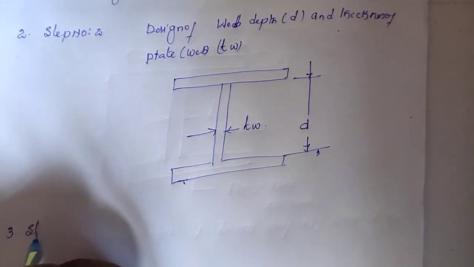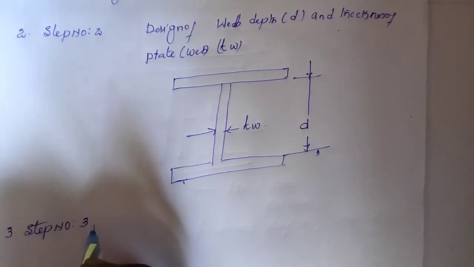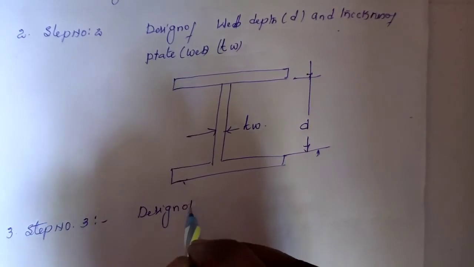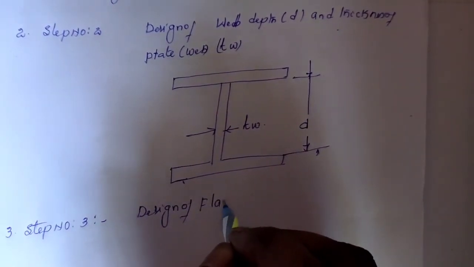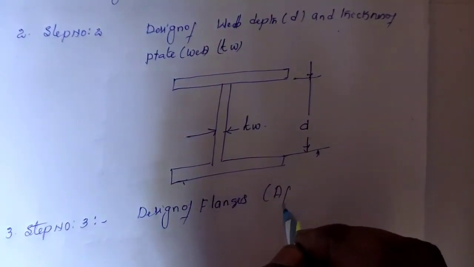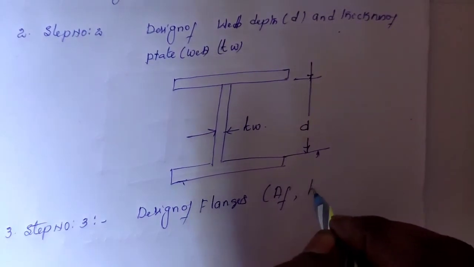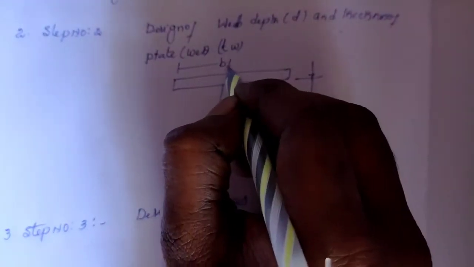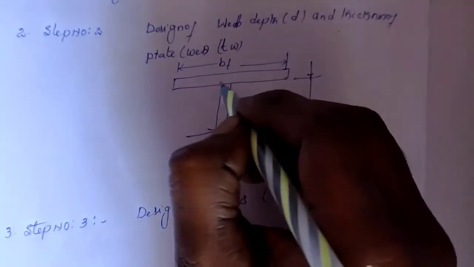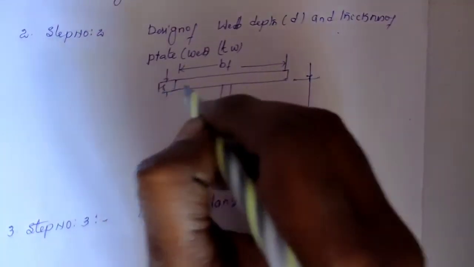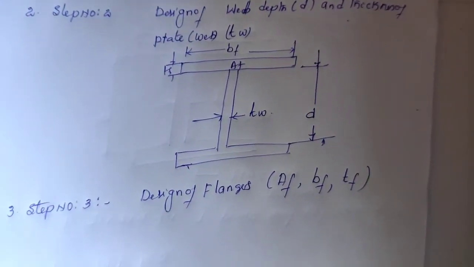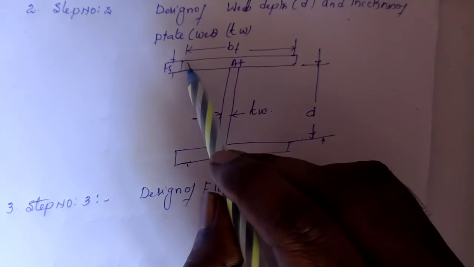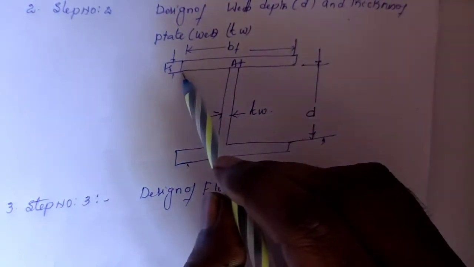Therefore, step number three: design of flanges. In bracket, area of the flange, breadth of the flange, and thickness of the flange. This is equal to breadth of the flange. This is equal to thickness of the flange. AF is equal to area of the flange. Second step is depth of the web and thickness of the web. Third step is area of the flange, breadth of the flange, thickness of the flange.